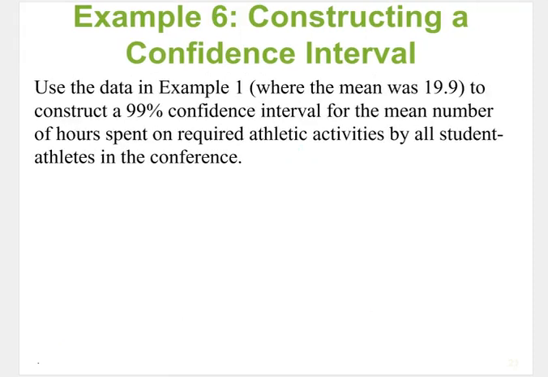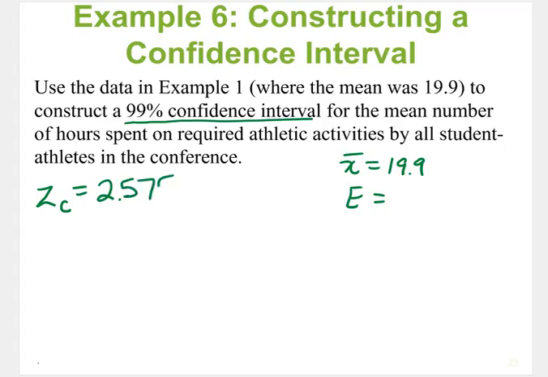All right, so same issue, but this time we need to calculate the new error because we have a different level of confidence. Okay, so our x bar is still 19.9, but we need to calculate that new margin of error. All right, so if you remember from before, the 99 was one of the ones I asked you to memorize, and that was 2.575.